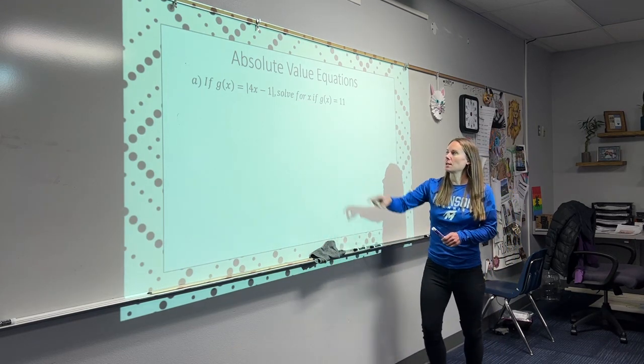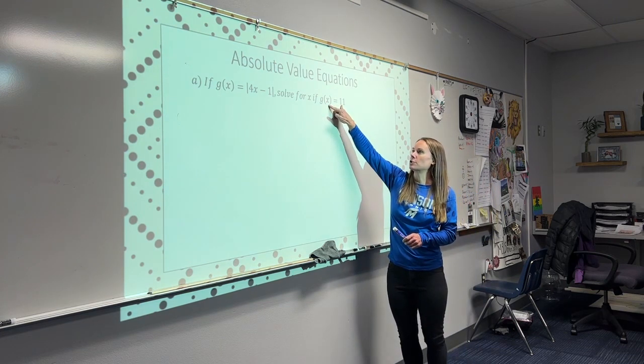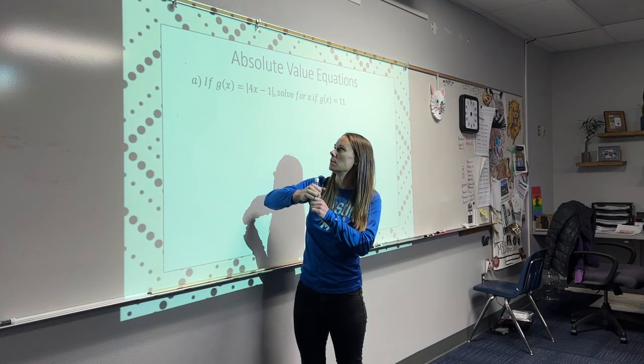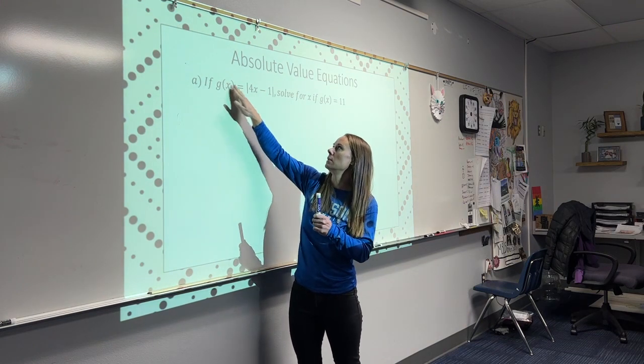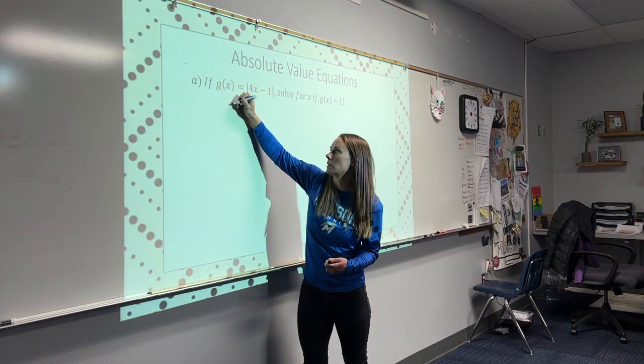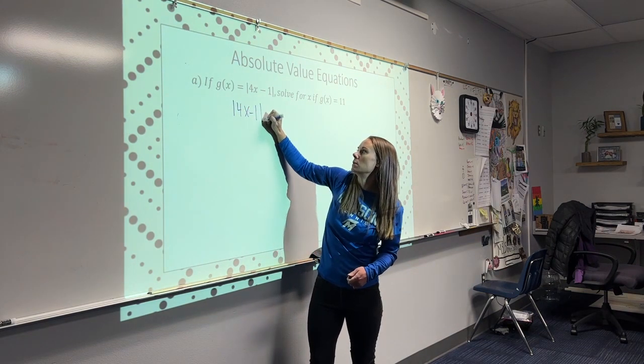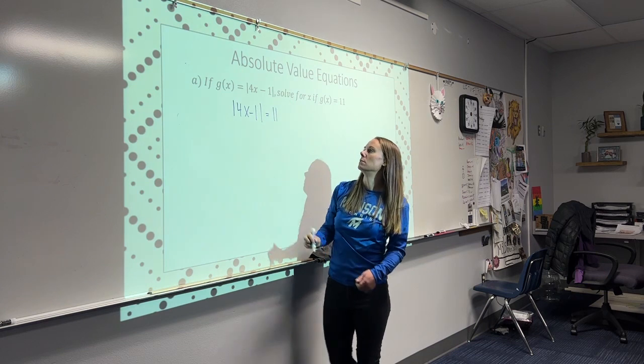Okay, so this is saying substitute in 11 for g of x. So that's saying that g of x right here is 11. So I could rewrite this as 11 equals this, or we could rewrite this as the absolute value of 4x minus 1 equals 11.